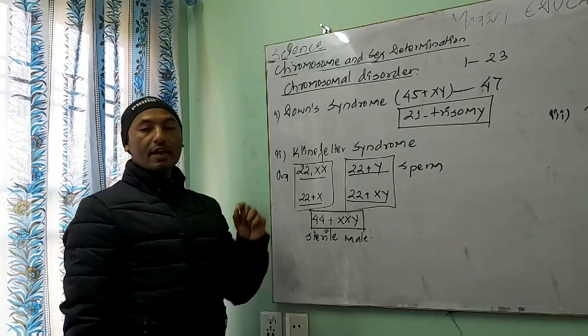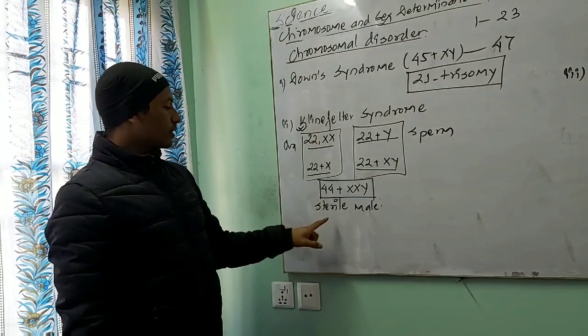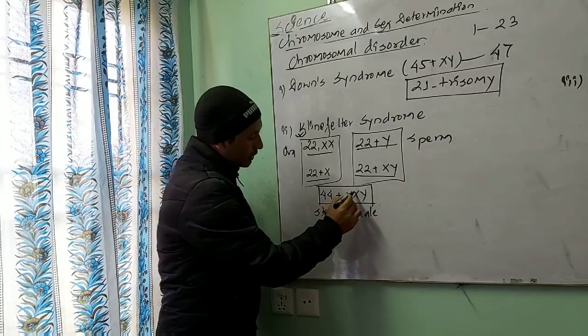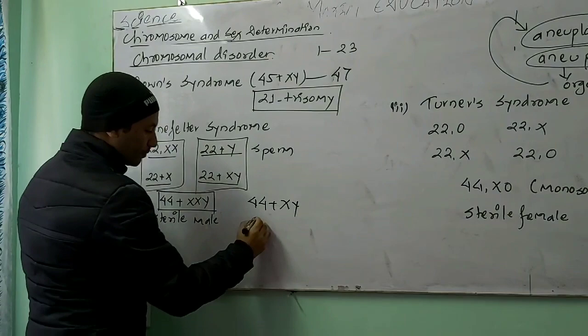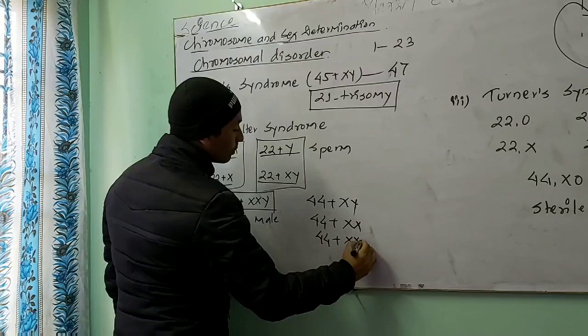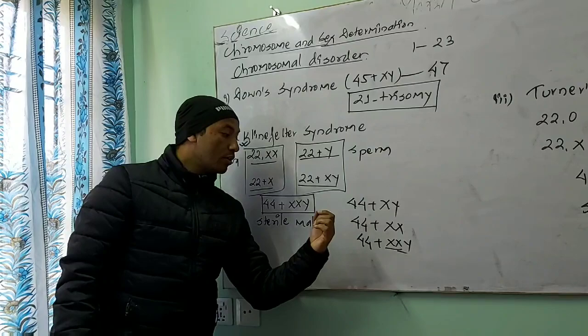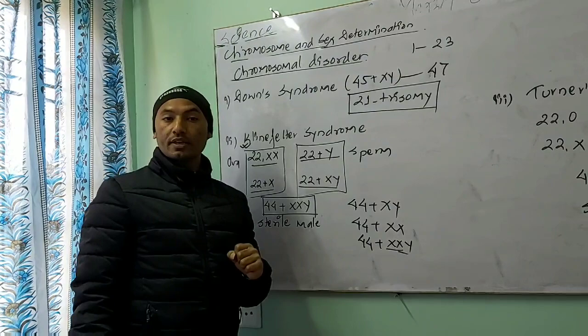There will be one extra chromosome in that body. That results in the development of female characteristics in a male. Look here, we all know that 44 plus XY is a boy, and 44 plus XX is a girl. Now in Klinefelter syndrome, it will be 44 plus XXY. It is male also, female also, both. So it is a sterile male, with underdeveloped male characteristics but developed female ones. What we call third sex people.